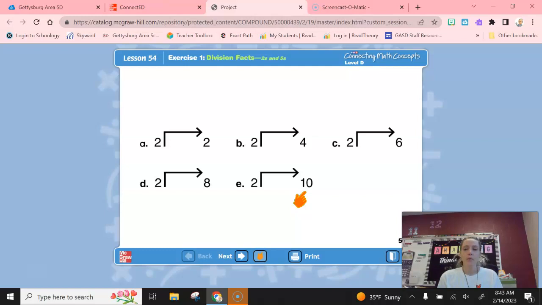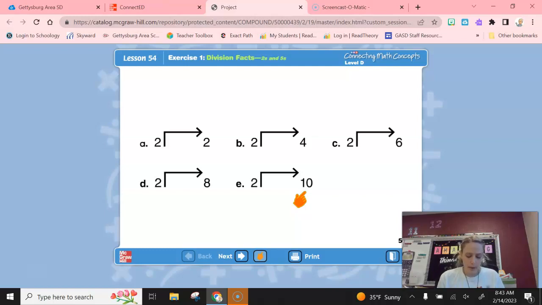All right, guys, you should be done with part 1. Let's go over some of these. I'm going to read across. A, 8 divided by 2 is 4. B, 6 divided by 2 is 3. C, 4 divided by 2 is 2. D, 6 divided by 3 is 2. E, 10 divided by 2 is 5. F, 2 divided by 2 is 1.